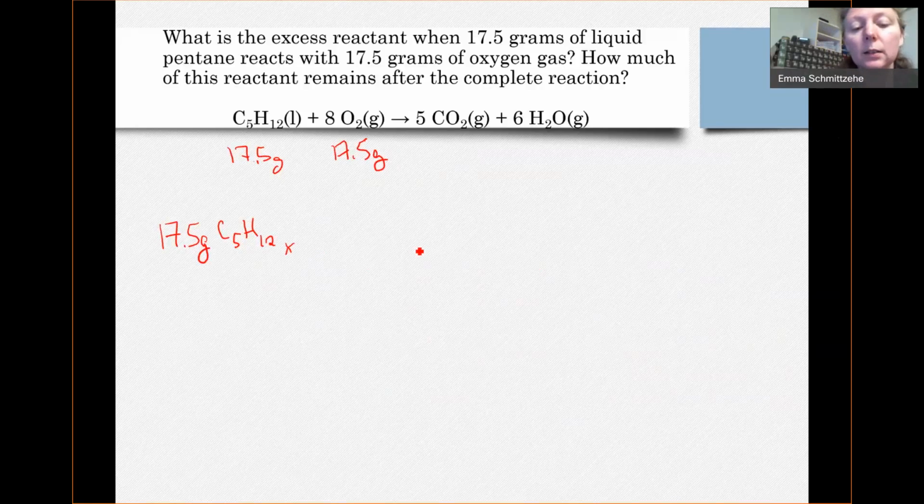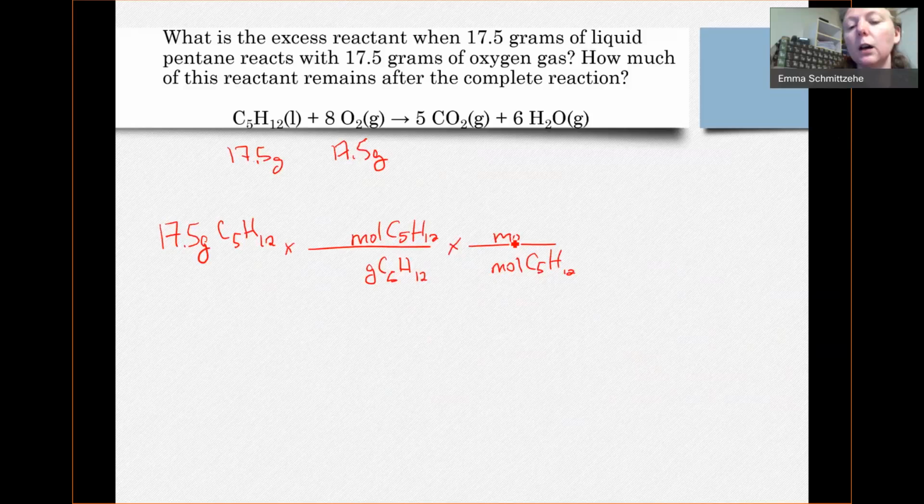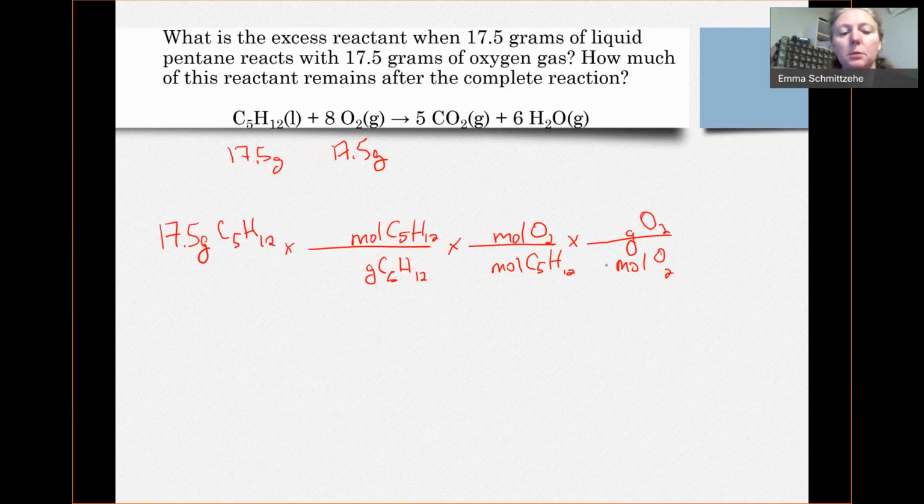So to do that, I need to get rid of grams of pentane, and I need to go to moles of pentane. And then I can convert from moles of pentane to moles of the oxygen. And then from moles, I'm going to go to grams. And so I've got my setup to do my stoichiometry, converting grams of pentane to grams of oxygen. I need to fill in the numbers.